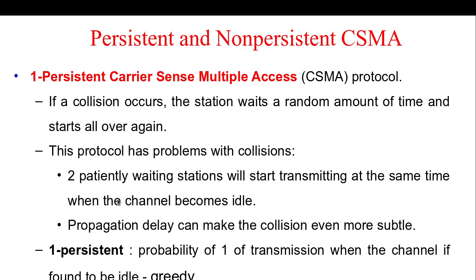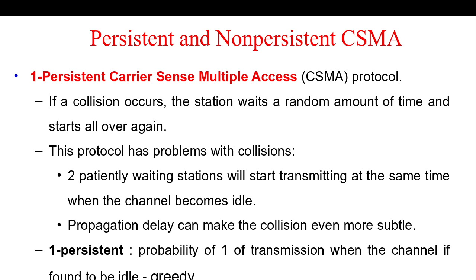The second possibility is propagation delay. If the propagation delay is large, for example, and a station is checking the channel, the station may not detect that another station has already started transmitting its own frame, and that's why this station will also start transmitting its frame, and these frames may collide. So this is a subtle possibility of collision when the propagation delay is large.